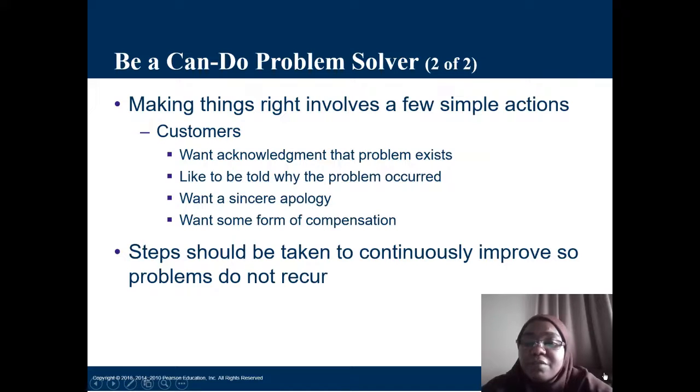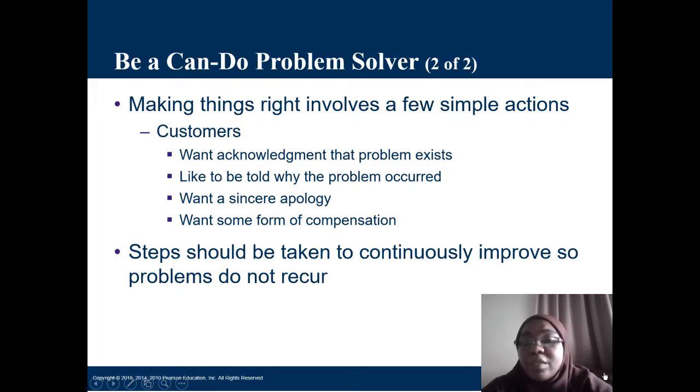Making things right involves a few steps of action. When we want to make things right, we have to take a few steps. You want to acknowledge that the problem exists. The first thing is to acknowledge that yes, there is a problem. That is the first thing to do, to admit that yes, this thing has not been done correctly or rightly.